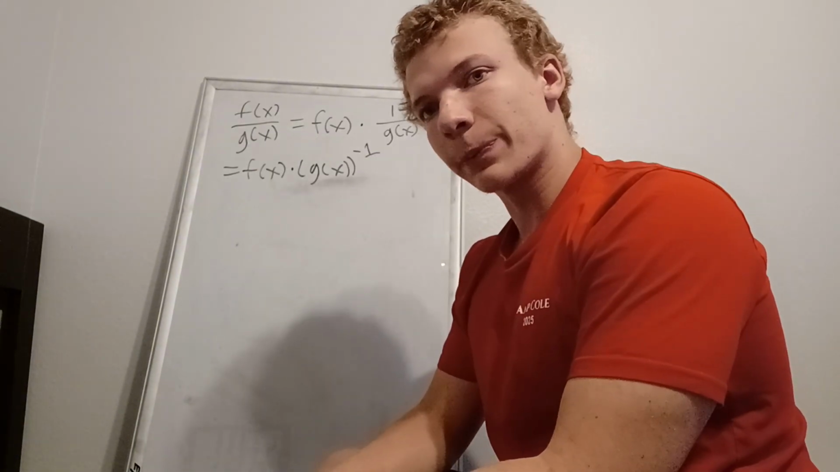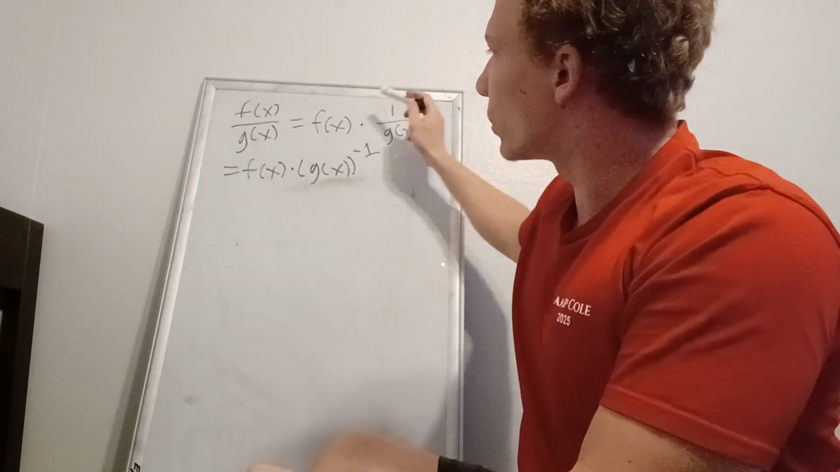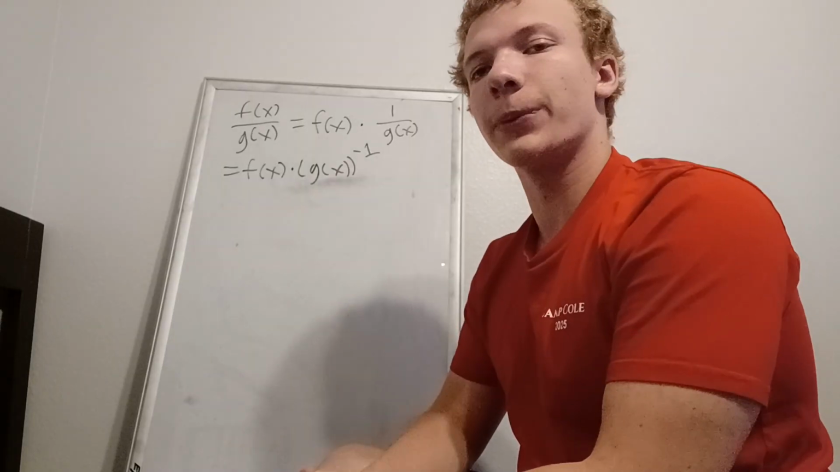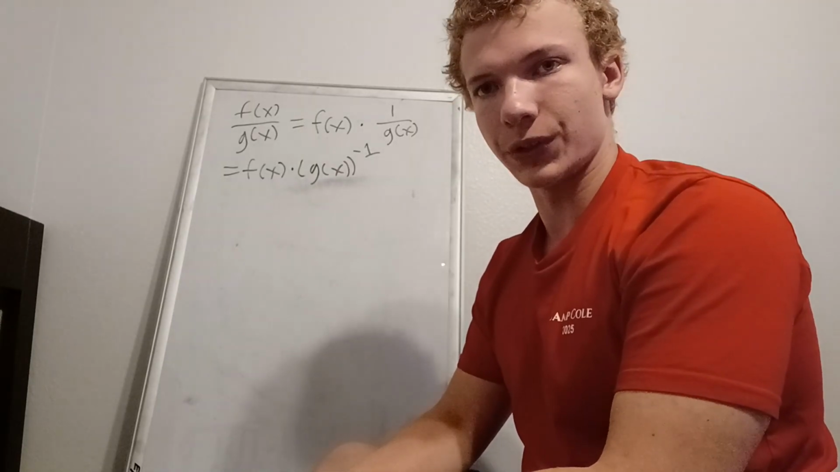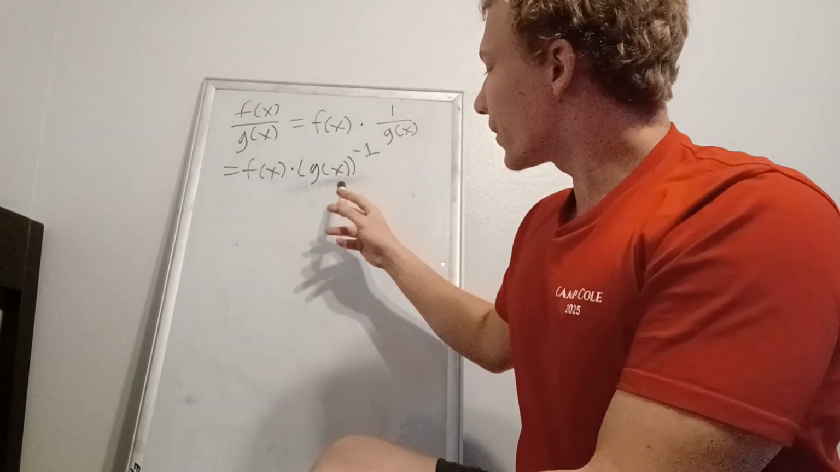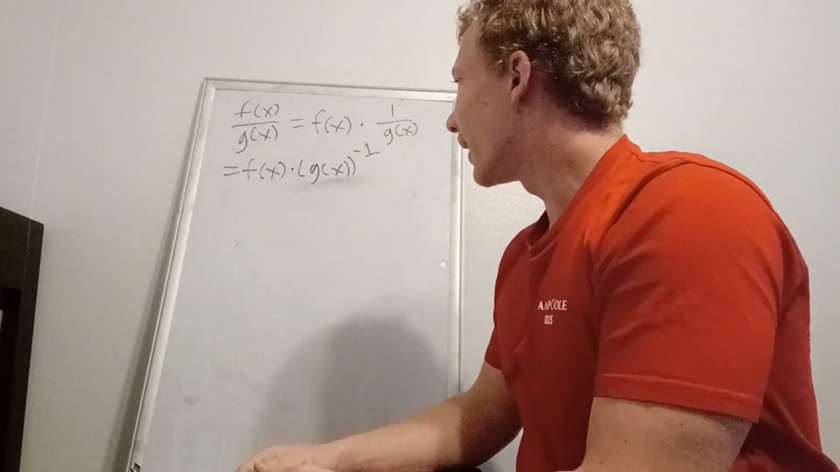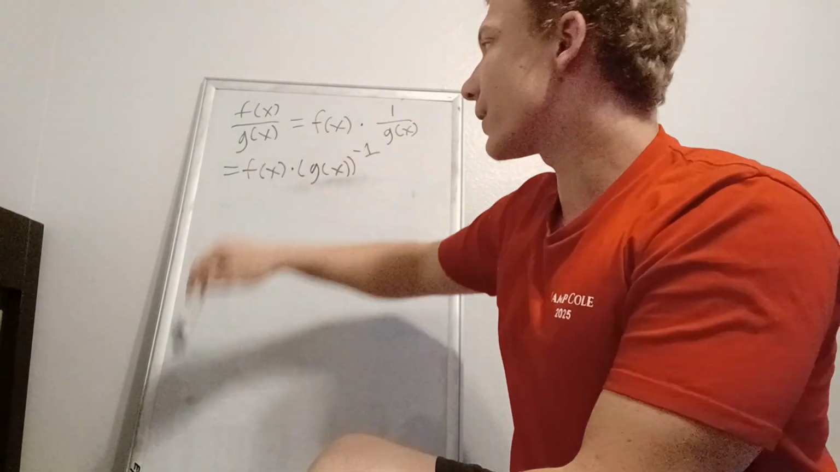The first step is breaking it up from a quotient to a product. Instead of thinking about it like division, we're going to think about it as multiplying f of x by 1 over g of x. And then we also see that this is equal to f of x times g of x to the negative 1. And this is the expression we're going to take the derivative of.